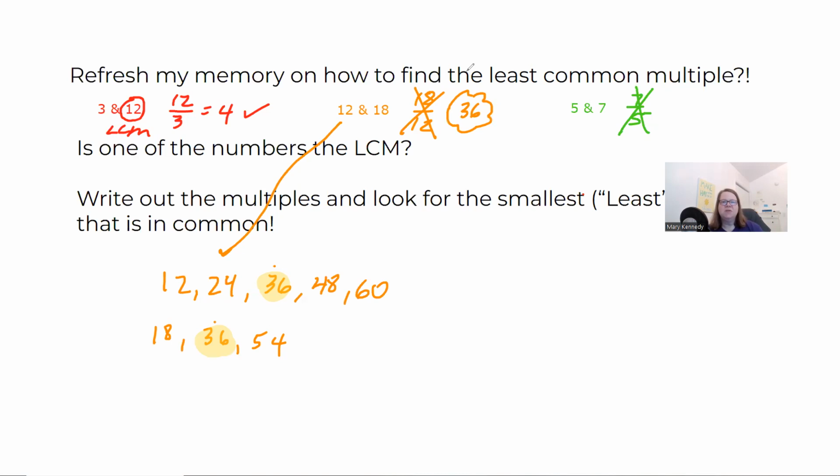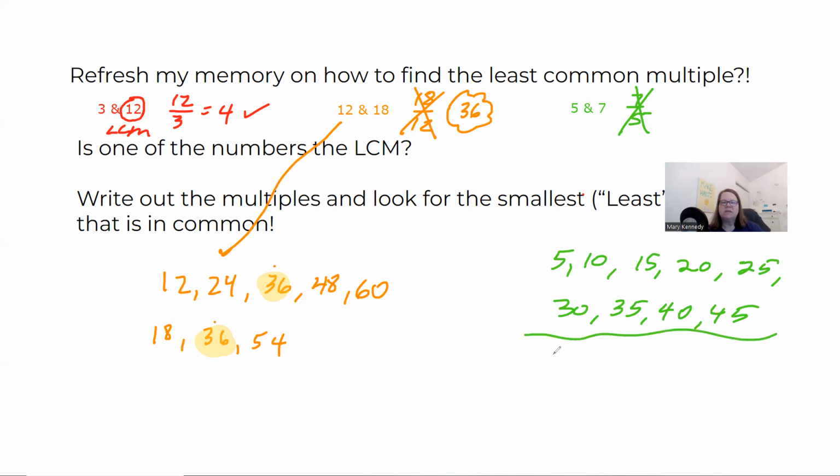All right. So we'll do the same process on 5 and 7. And 5s, those are pretty easy to list out, right? You're just counting by 5s. So pretty straightforward. Okay. For 7, let's see, 7, 14, 21, 28, 35. There's a number that ends with a 5. So there is our least common multiple.